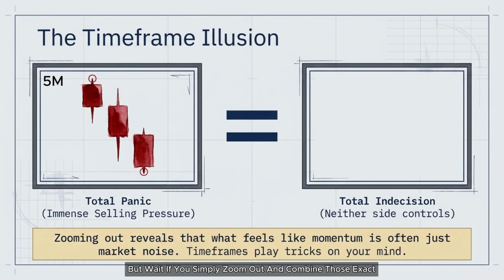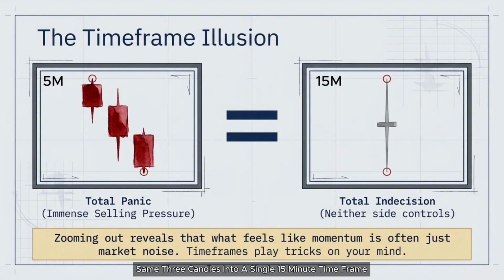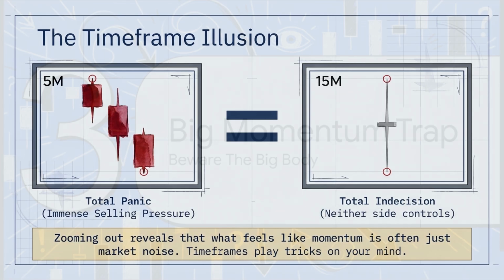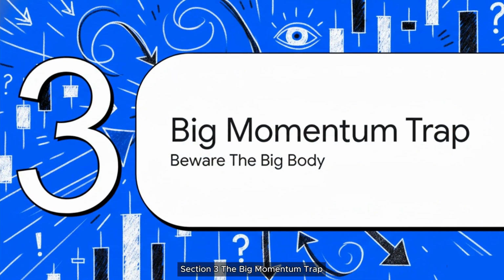But wait, if you simply zoom out and combine those exact same 3 candles into a single 15-minute time frame, you might see that the price opened and closed at the exact same level. The 5-minute illusion showed total panic, but the 15-minute reality reveals complete market indecision. Neither buyers nor sellers actually have control. Crazy, right?